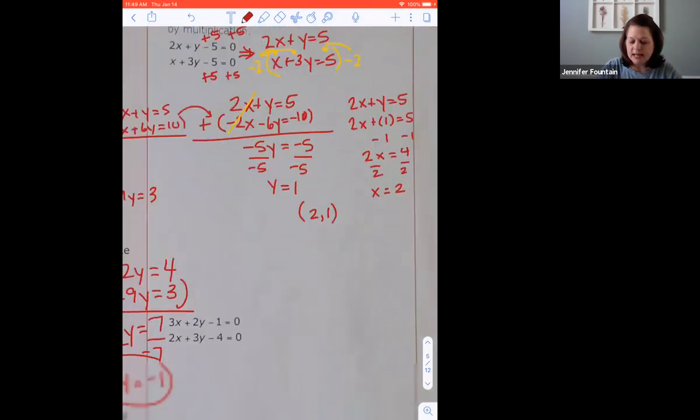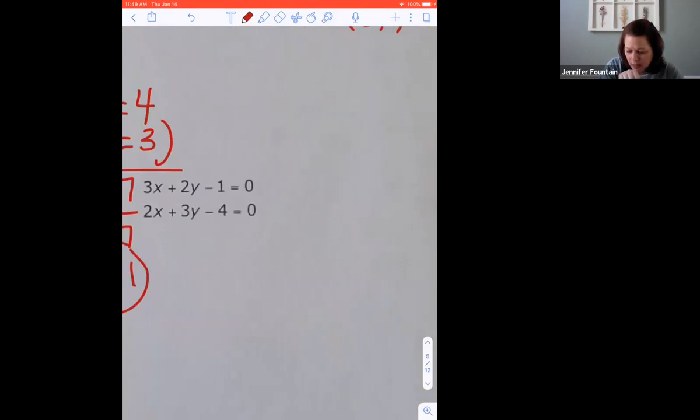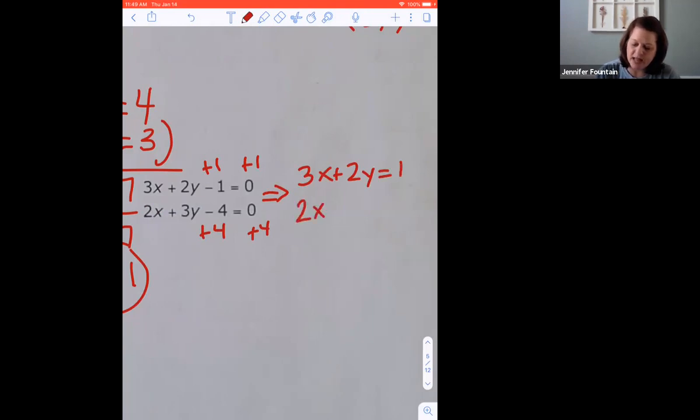All right, let's look at the next one. 3x plus 2y minus 1 is equal to 0, and 2x plus 3y minus 4 equals 0. Let's go ahead and put them in standard form first. So I need to add 1 to this side, add 1 to this side, add 4 to this one, and add 4 to this side. So I have 3x plus 2y equals 1, and 2x plus 3y equals 4.